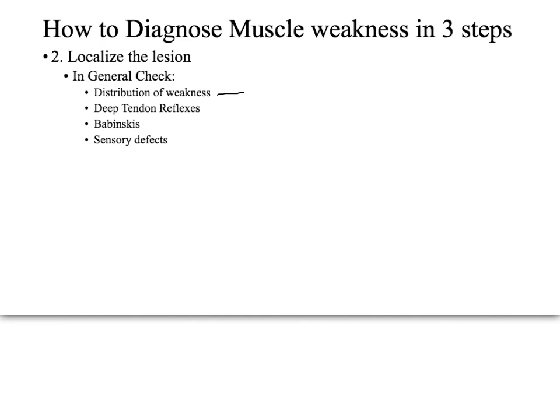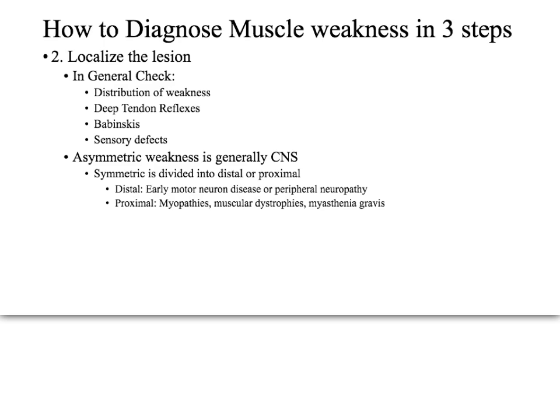In general, upper motor neuron lesions will cause hyperreflexia. Lower motor neuron lesions will cause areflexia or reduced reflexes. Upper motor neuron lesions are usually going to have a positive Babinski's sign. We'll talk about why that is in a little bit. And then sensory deficits occur with peripheral neuropathies, which tend to be lower motor neuron lesions. Peripheral neuropathies usually have both motor and sensory involvement.